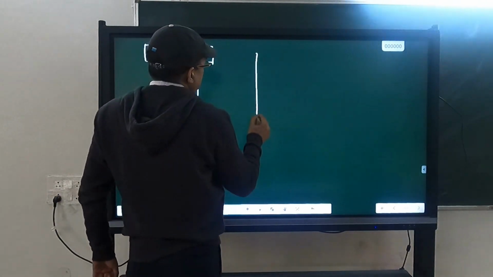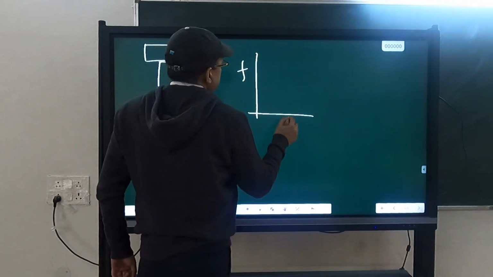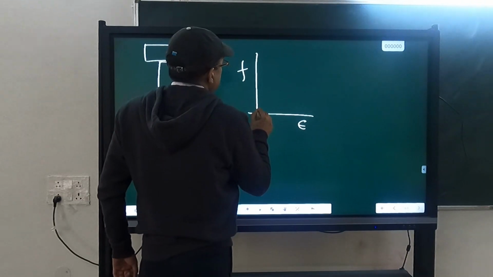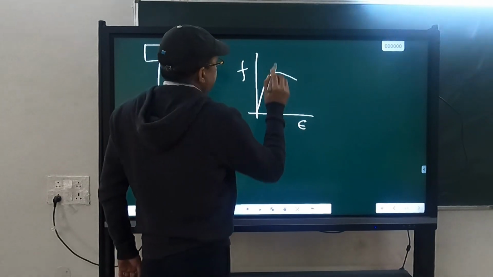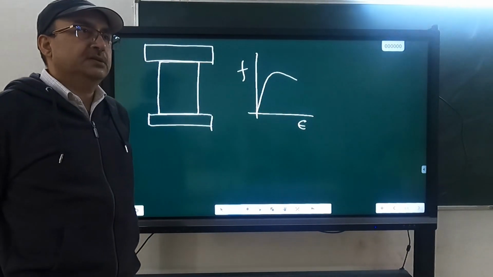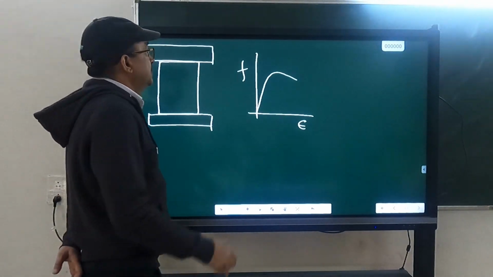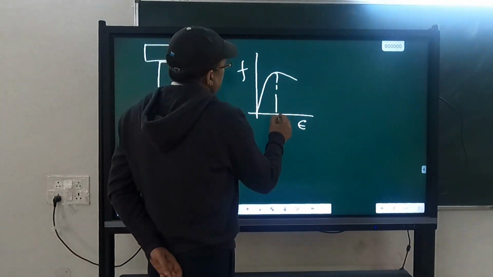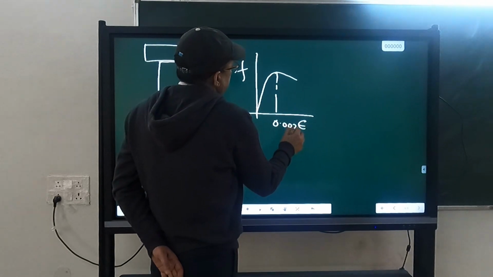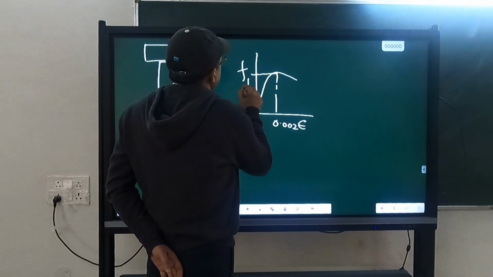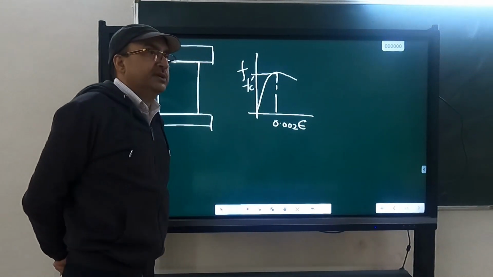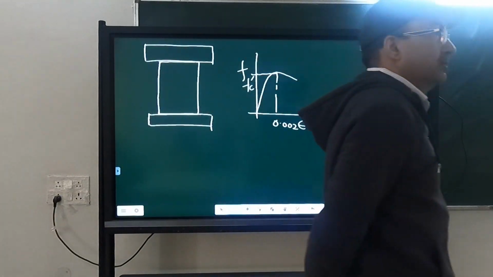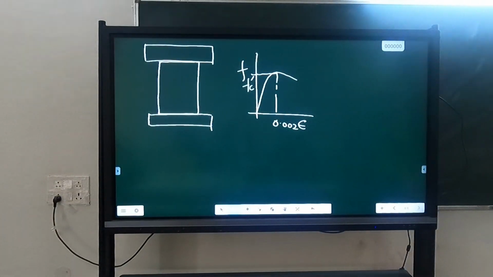Okay, you can plot the stress strain diagram. It will be something like this. This is 0.002 and this is called FC dash, the cylinder strength. Okay, now is there any yield point?